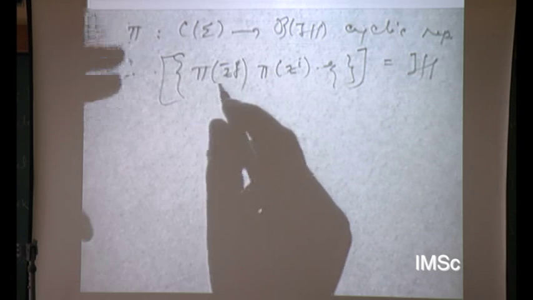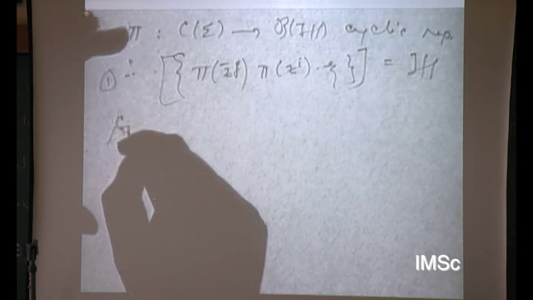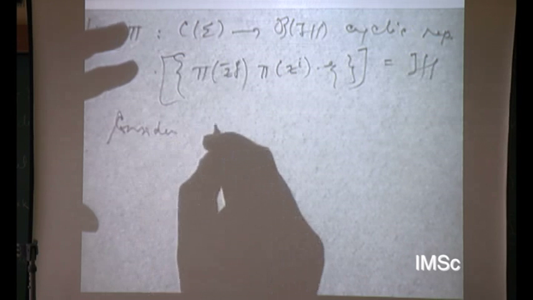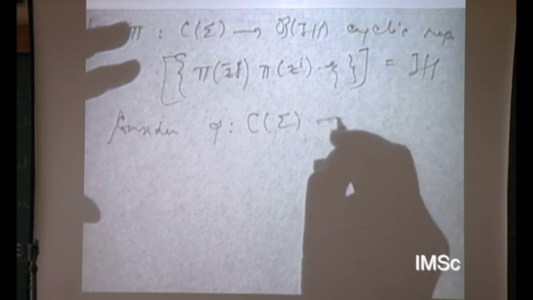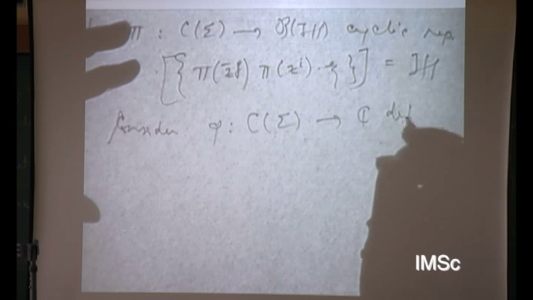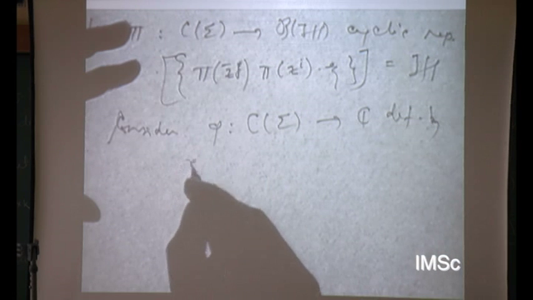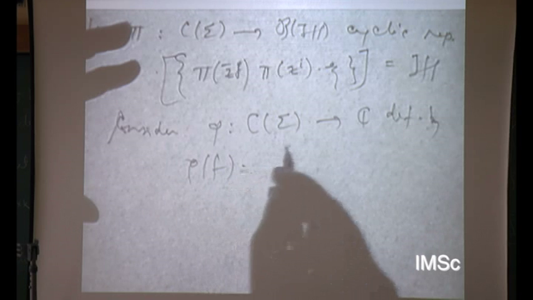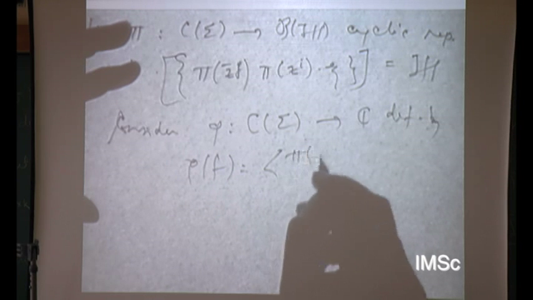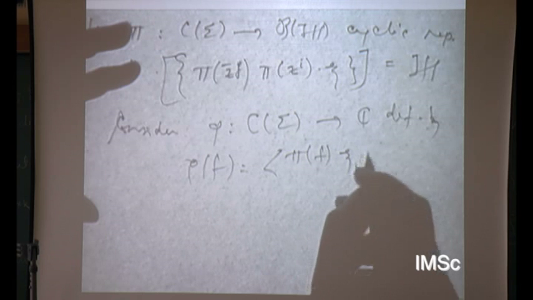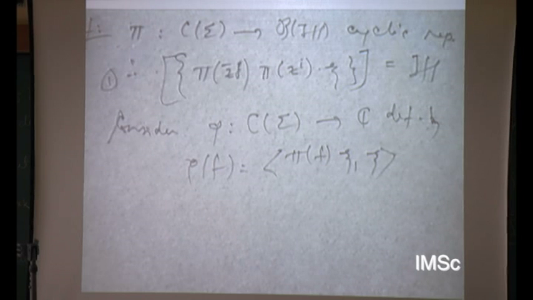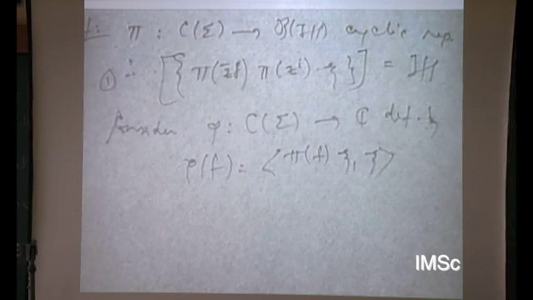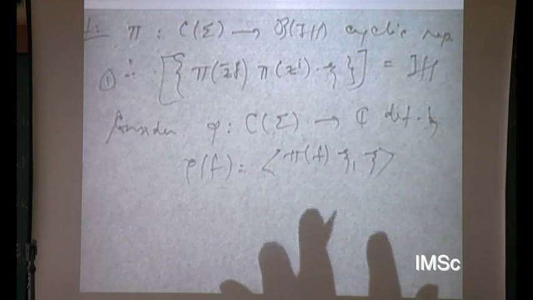So I want to say, consider the mapping phi from C(sigma) to C defined by phi of f equal to inner product of pi(f) psi with psi. Everything is defined, right? Pi(f) is an operator on H, and I just evaluate this inner product on that.